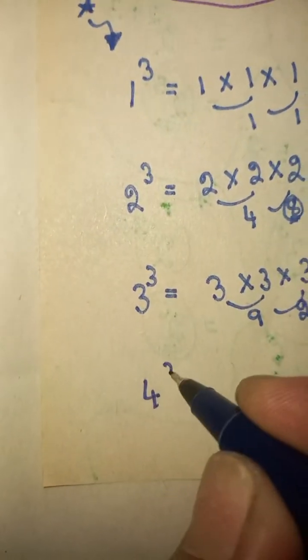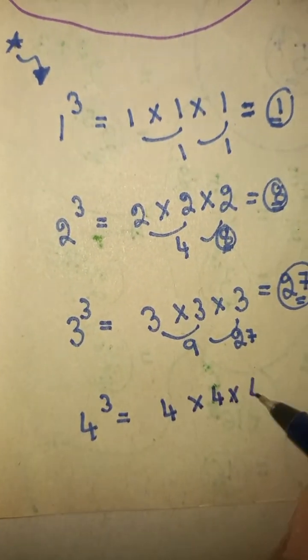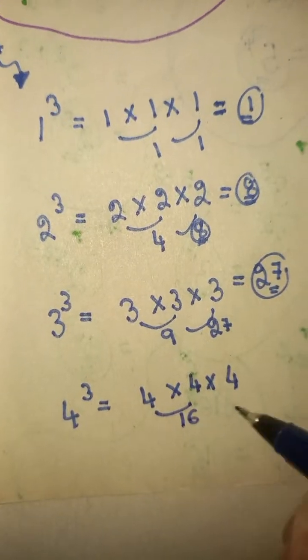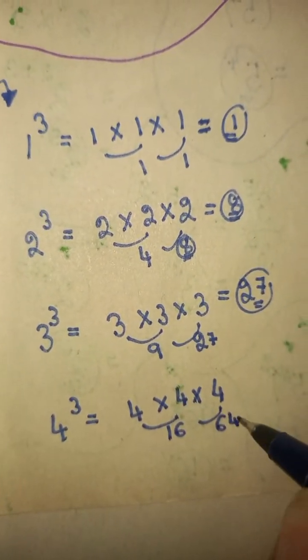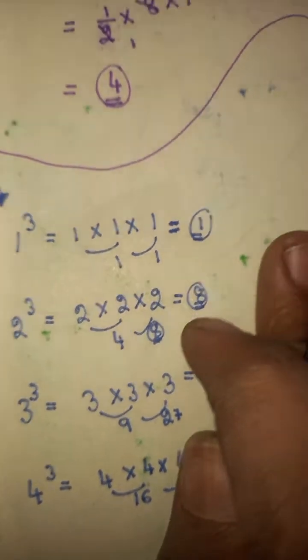Let's take 4 cube. 4 cube means it is 4 times 4 times 4. 4 times 4 is 16. 16 times 4 is 64. So it is completely equal to 64.